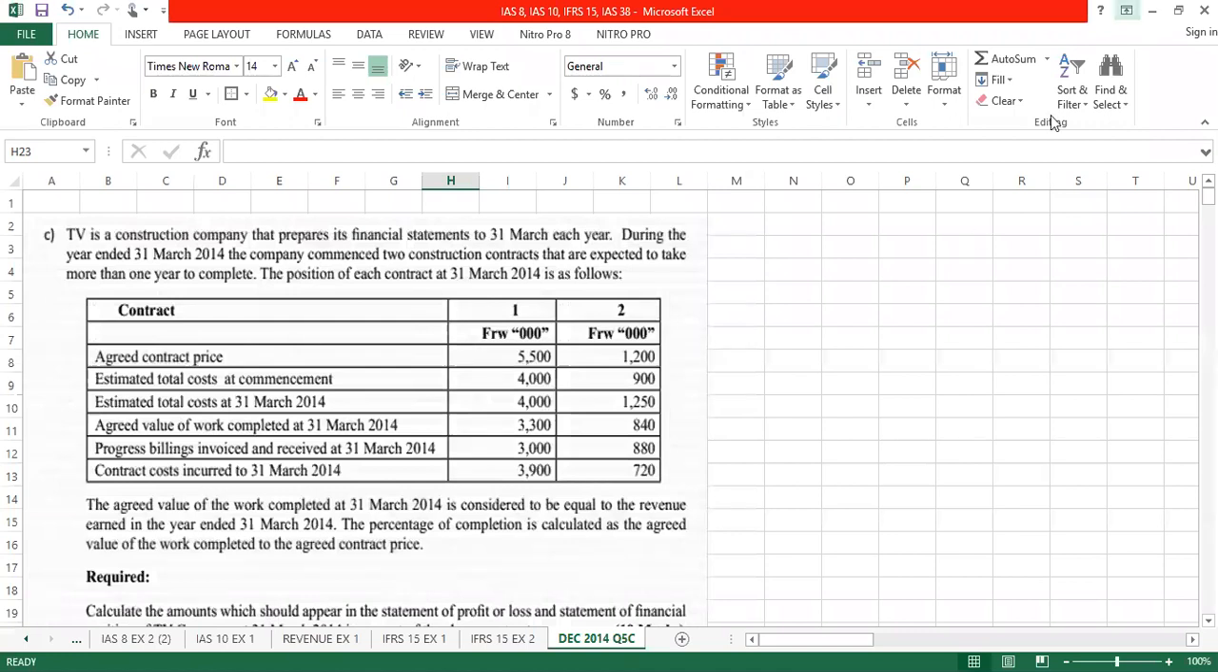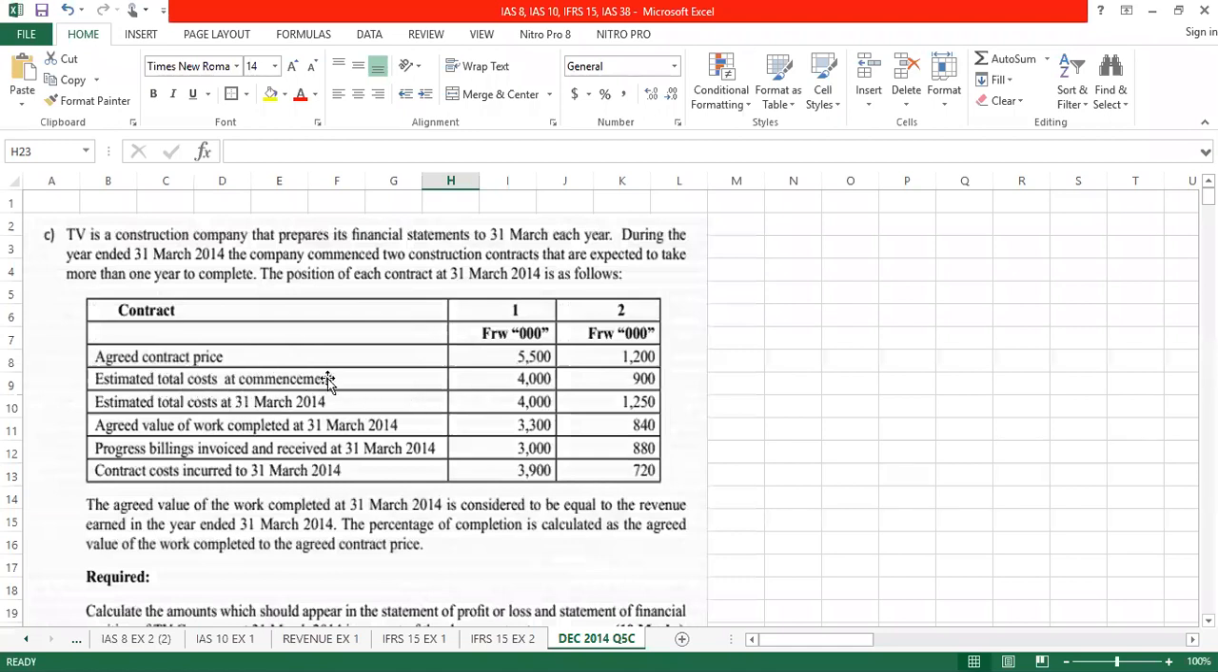Maybe I ask a question because I'm seeing my time is not good. Are we in a position to do it? That is my first question, for both the 2 contracts. Look at agreed contract price. Agreed contract price for contract 1, that is revenue.